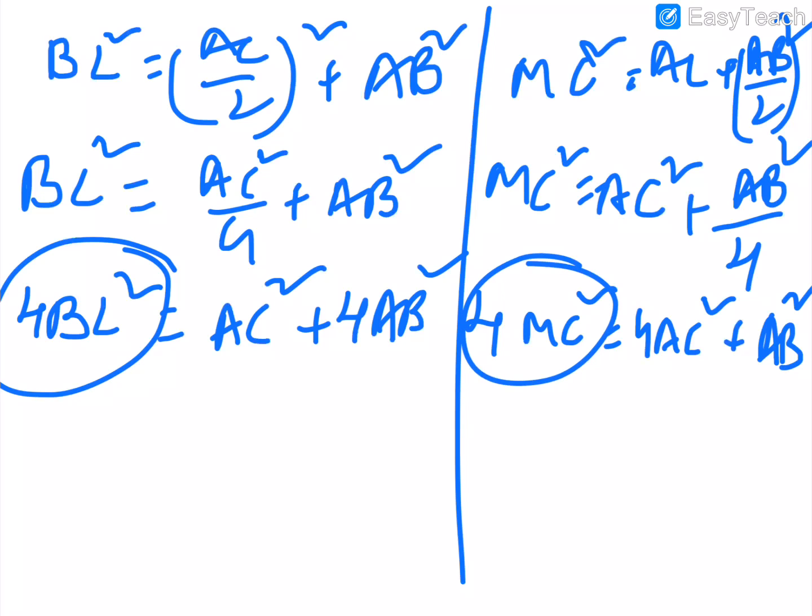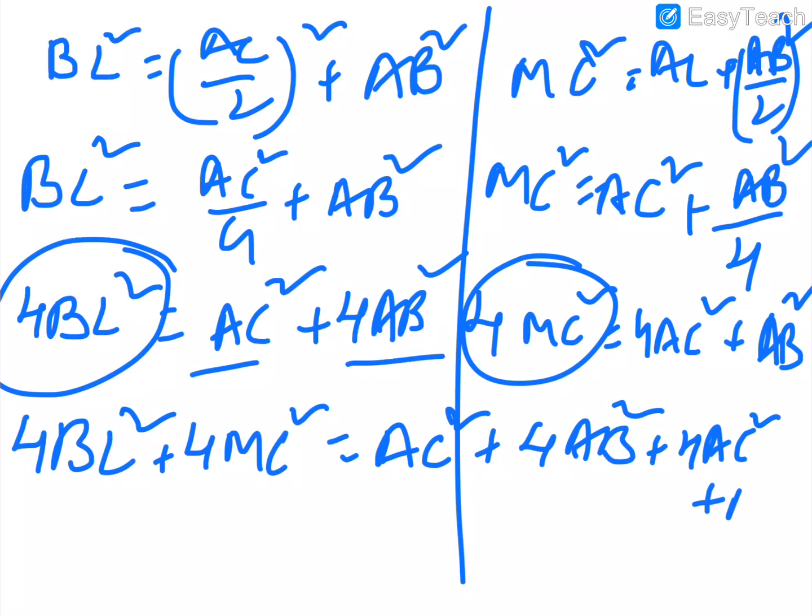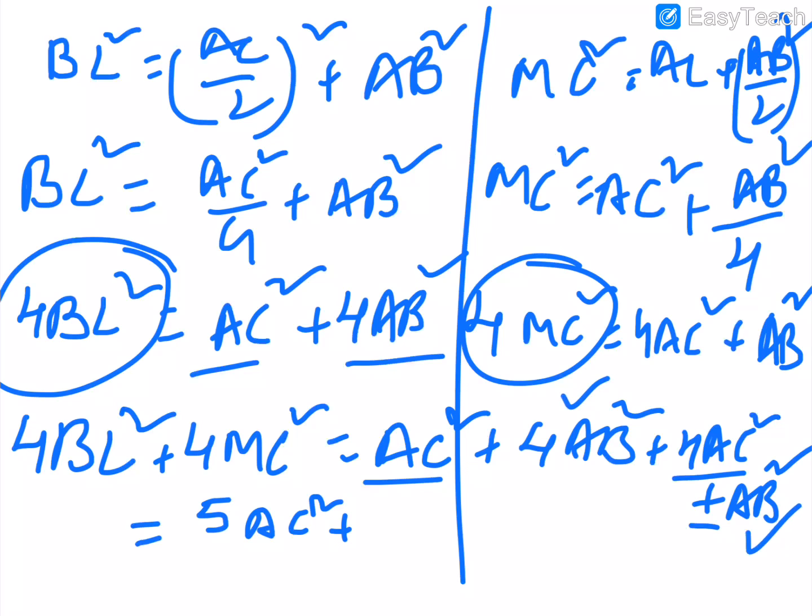4BL square plus 4MC square is equal to AC square plus 4AB square plus 4AC square plus AB square, which is 5AC square plus 5AB square. If you take 5 as common, AC square plus AB square.